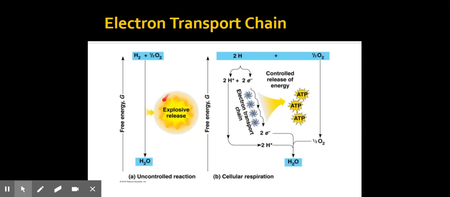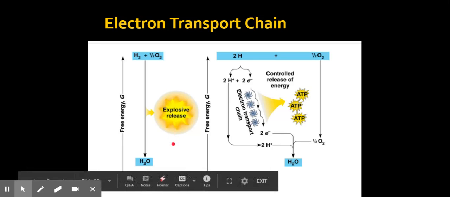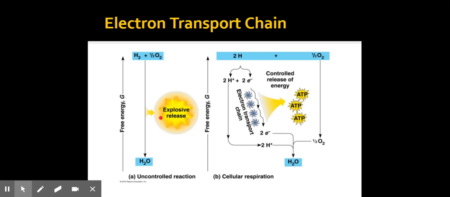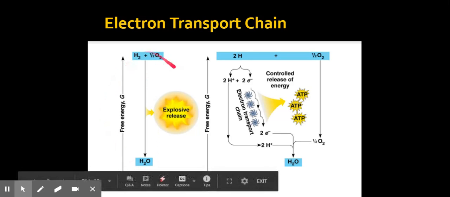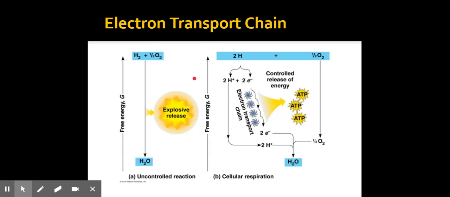And those electrons from hydrogen will fall closer to the electronegative oxygen atoms. So cell respiration also does this process of taking hydrogen and oxygen and putting them together to form water. But there are some main differences between cell respiration and this uncontrolled explosive reaction over here. The first one is that in cell respiration, the hydrogen is going to react with oxygen.